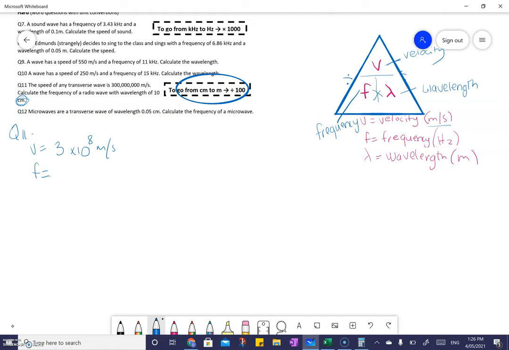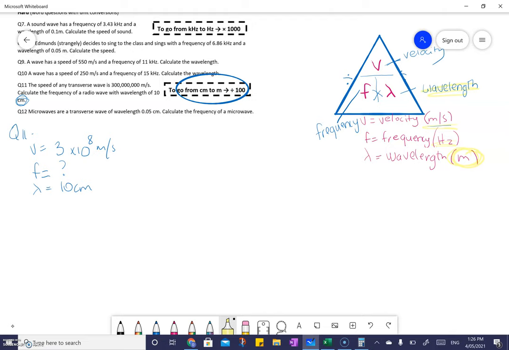Then we have the frequency. Sorry, we don't know that. Calculate the frequency. And the wavelength is 10 centimeters. But we can't use centimeters. Why? Because in the wave equation over here, I'll show you, wavelength is in meters. If we put centimeters in here, we'll get funky results for the hertz and the meters and the velocity. So you have to put in the values that are the units that are given here, and therefore the other one that you get will make sense.